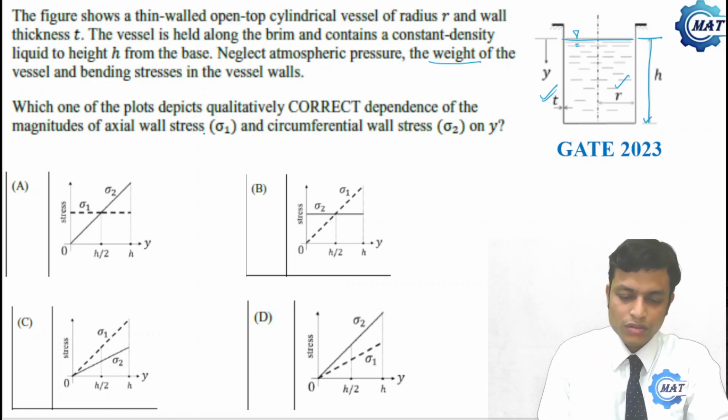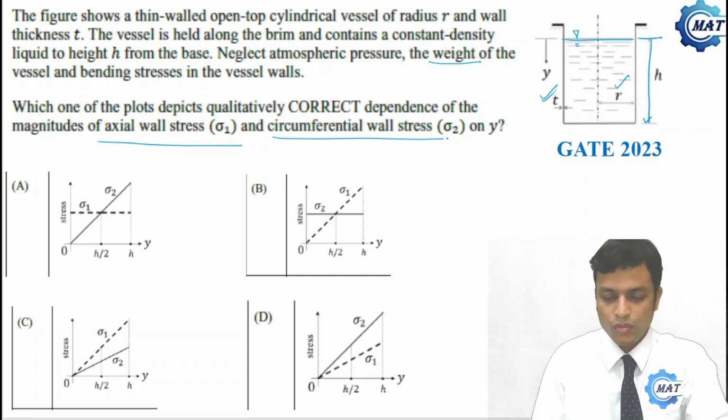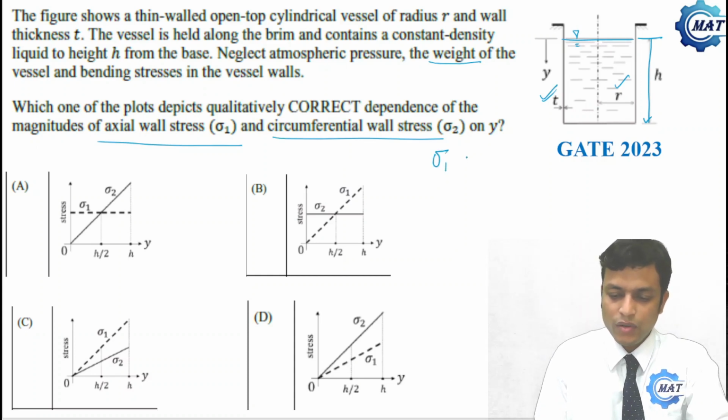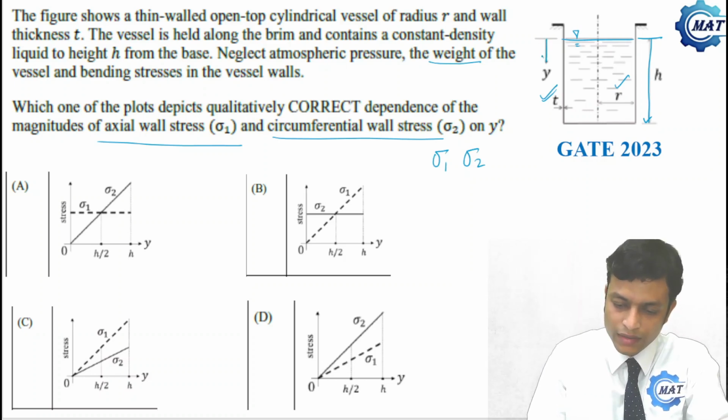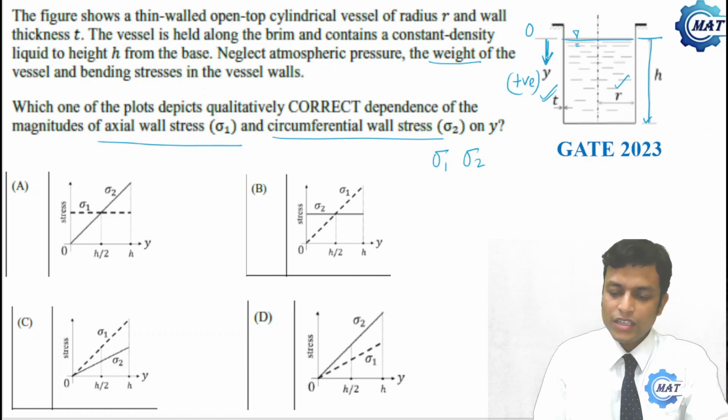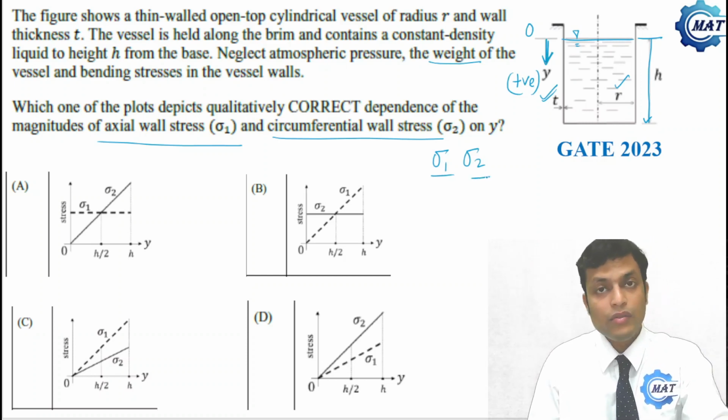Which of the plots depicts the quantitatively correct dependence of the magnitude of axial wall stress sigma 1 and circumferential wall stress sigma 2? So what will be the variation of sigma 1 and sigma 2 with y? What is y? Y is this direction, where this is 0 and the positive y is towards the downward direction. So we have to determine the variation of sigma 1 and sigma 2 along y.